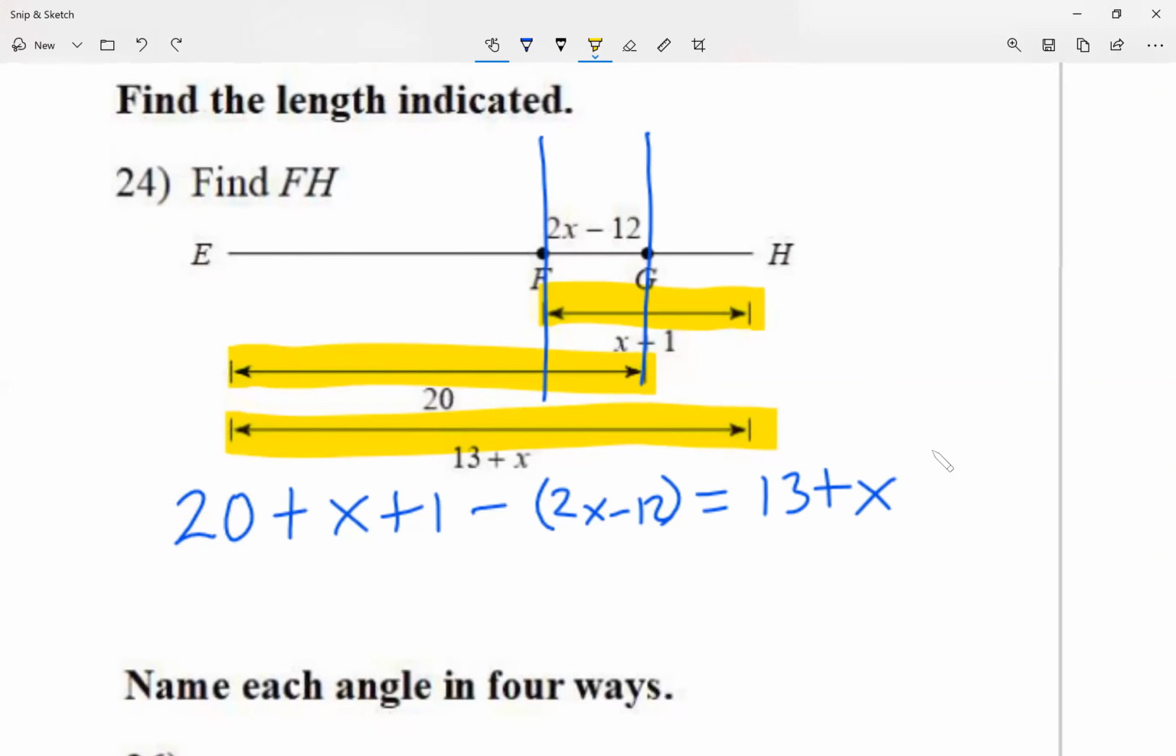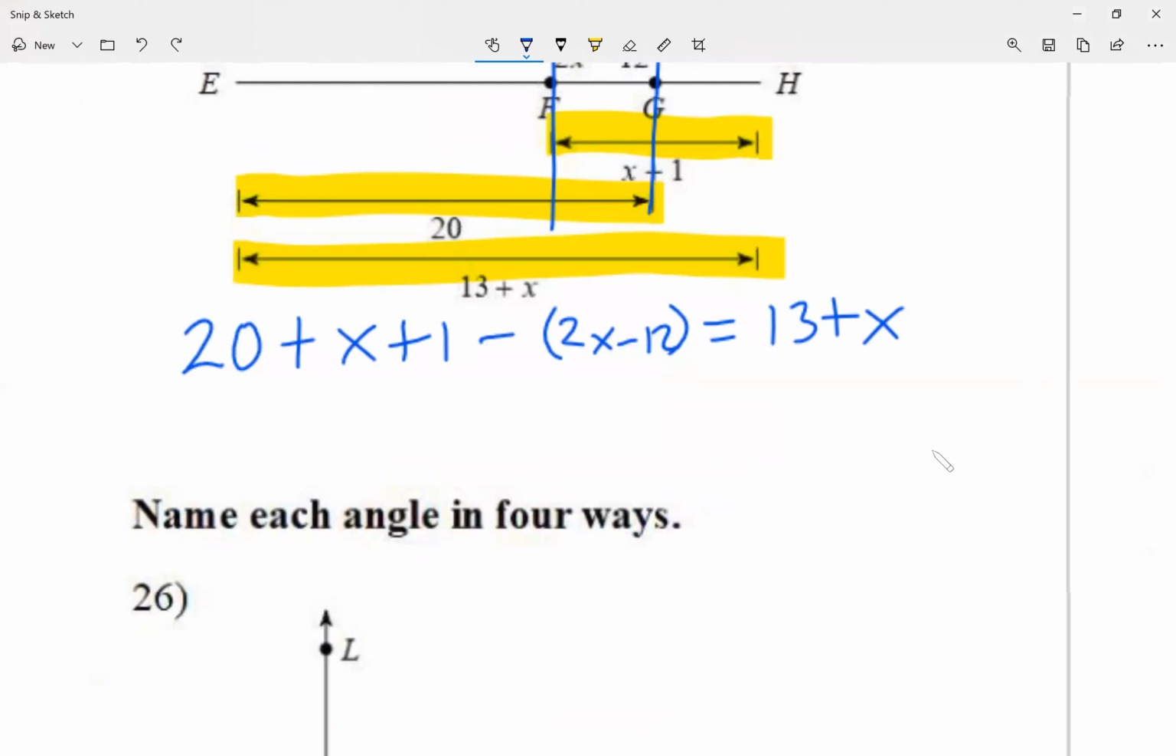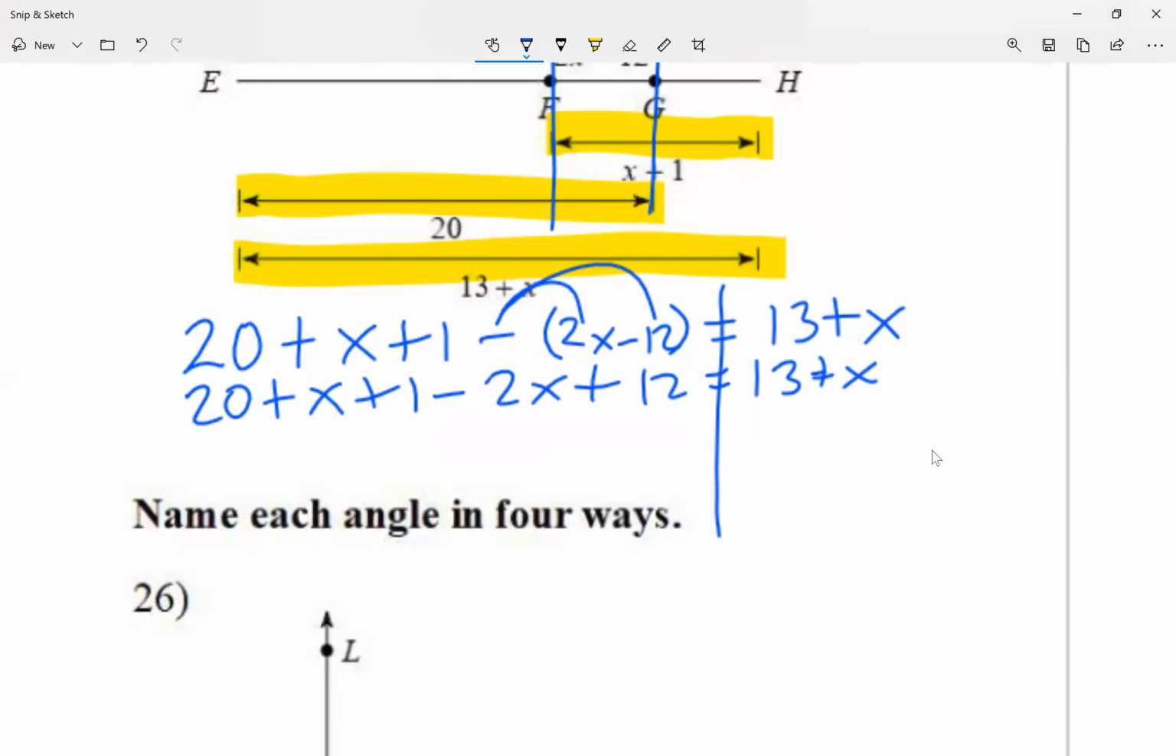Now let's get rid of parentheses. The first thing that I do when I'm solving for x is get rid of parentheses. So I'm just going to write 20 plus x plus 1. Now here for the parentheses, let me distribute the negative sign. So it's going to give me minus 2x plus 12. It's equal to 13 plus x. The first thing I did is get rid of parentheses. Let me separate my sides with the equal sign.